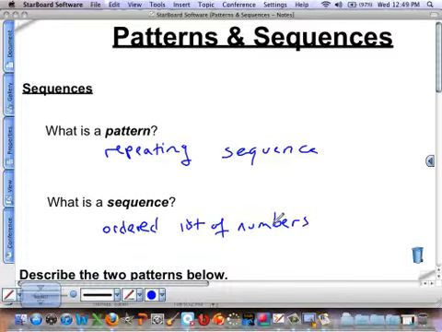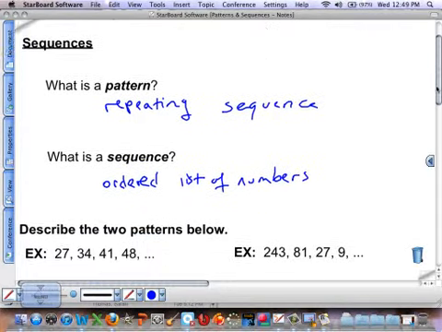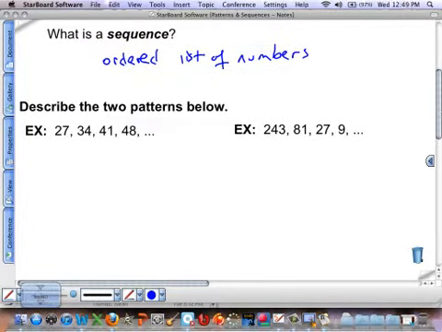So what I want you guys to do is I'm going to show you two patterns below, and I want you guys to describe to me what's happening. Because, like I said, once you figure that out, the rest is actually just pretty easy. So you just got to figure out what's happening in the pattern. So we're looking at our first example. 27, 34, 41, 48.